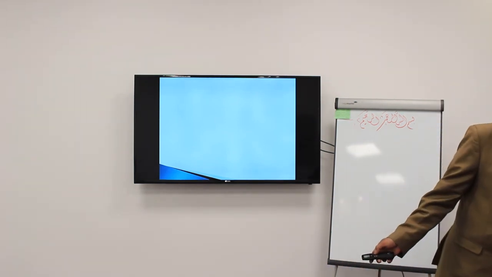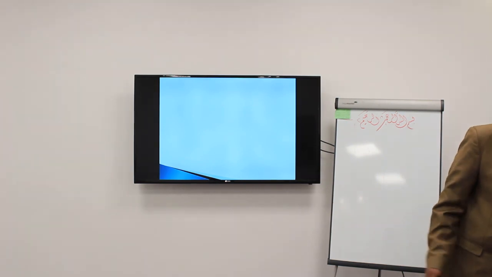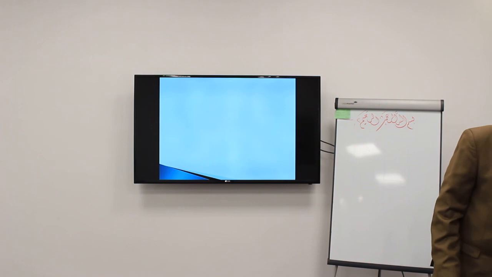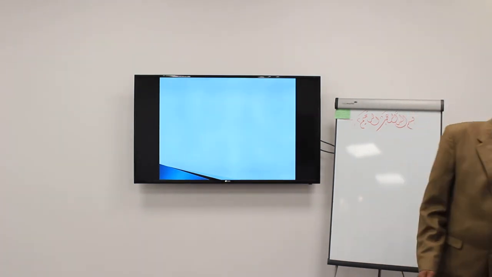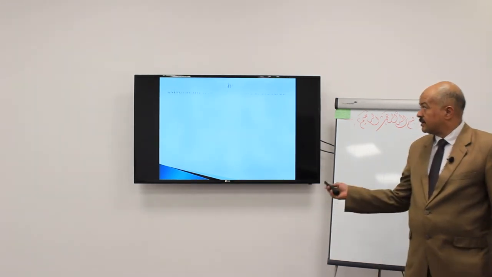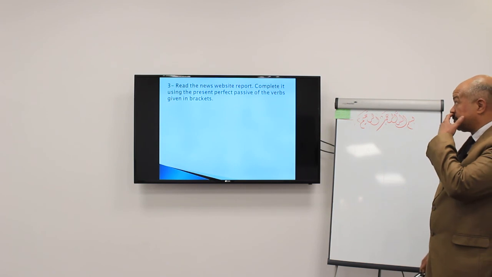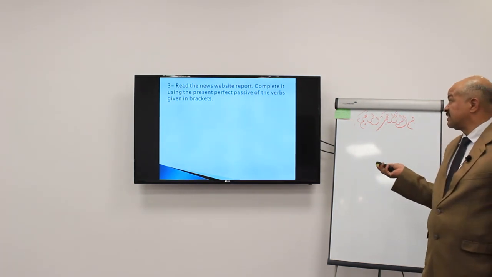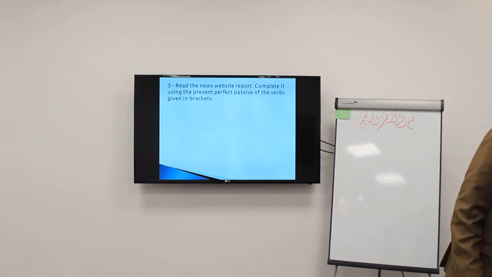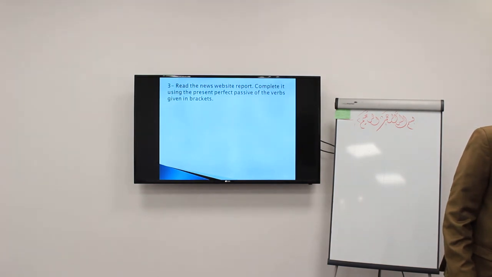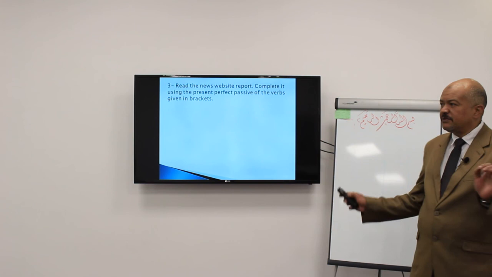And finally, read the news website report. Complete it using the present perfect passive of the verbs in brackets. Have you been affected by the flooding? So, that is the news report. And usually remember, present perfect is used in news, usually in the news. Okay, so read the news website report, complete it using the present perfect passive of the verbs given in the brackets. So number 1, it's done for you. Some villages and small towns have been cut off by the flood water. This cause dash. So the verb here is cause.